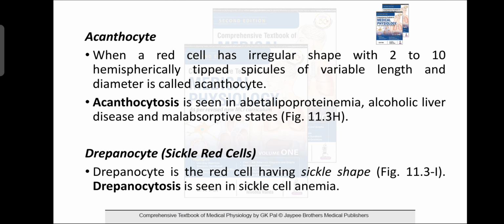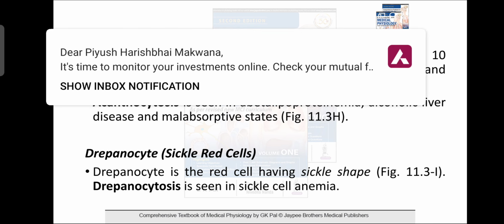Now acanthocyte. When the RBC has an irregular shape with 2 to 10 hemispherically tipped spicules of varying length and diameter, it is known as acanthocyte. Acanthocytosis is seen in alcoholic liver disease, malabsorptive states and abetalipoproteinemia.